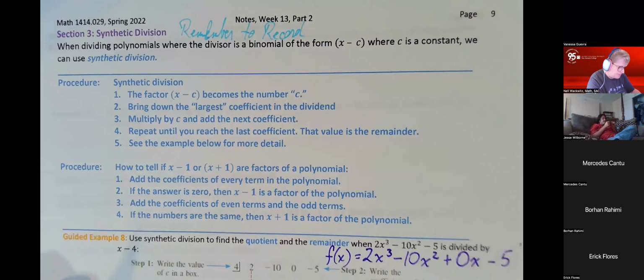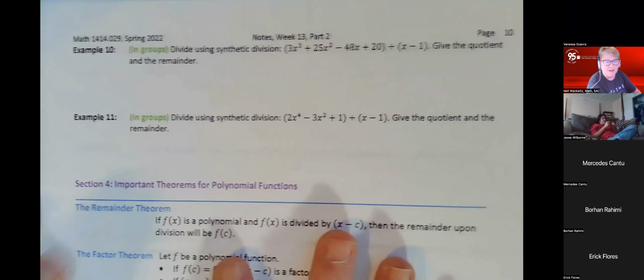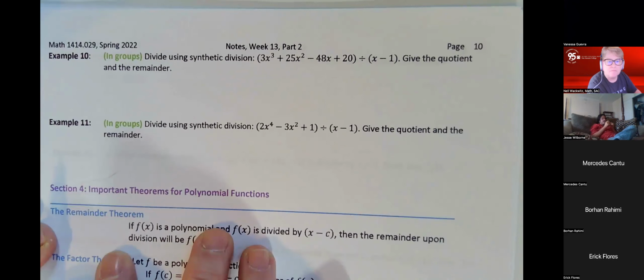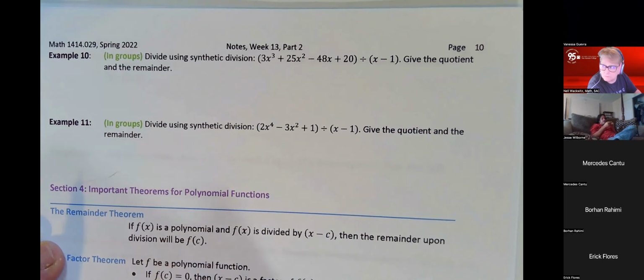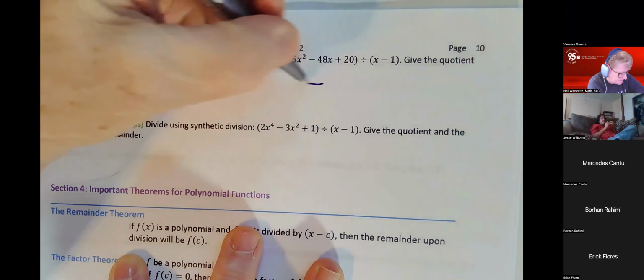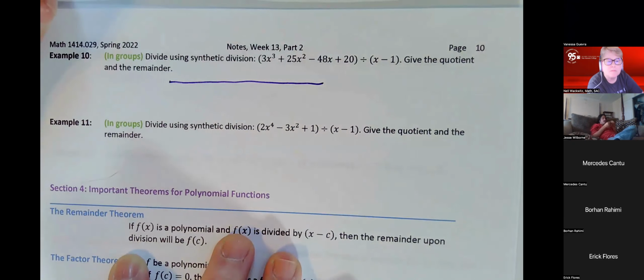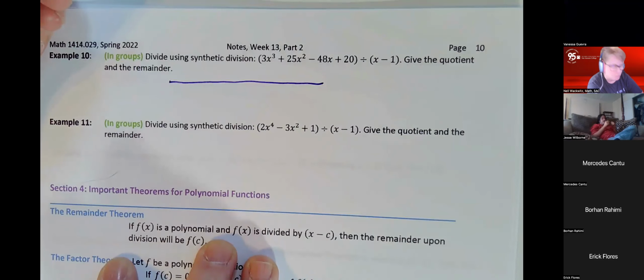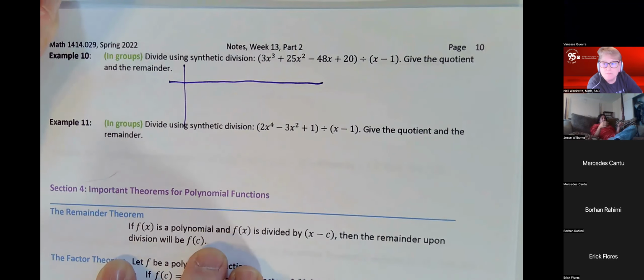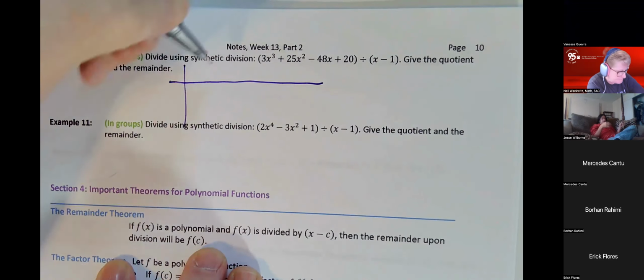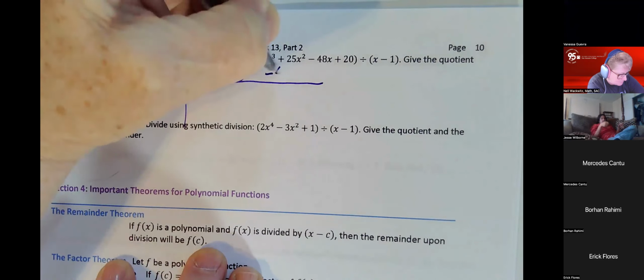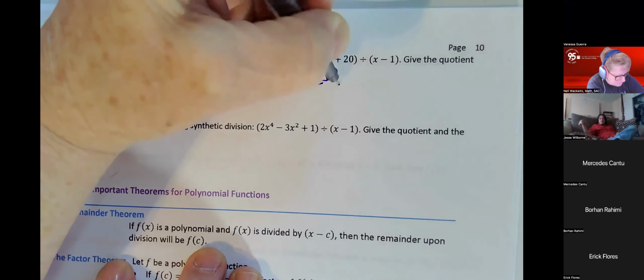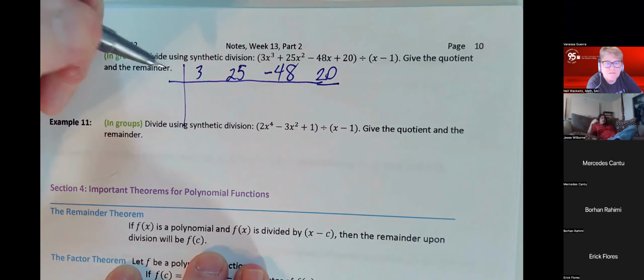In the next example, I'm going to write down what y'all say, but I'm not going to write anything down if y'all don't say anything. So how do I start? Make a horizontal line. All right. And then make a vertical line. So it would be 3, 25, negative 48, and 20. Good, and then 1. Good.